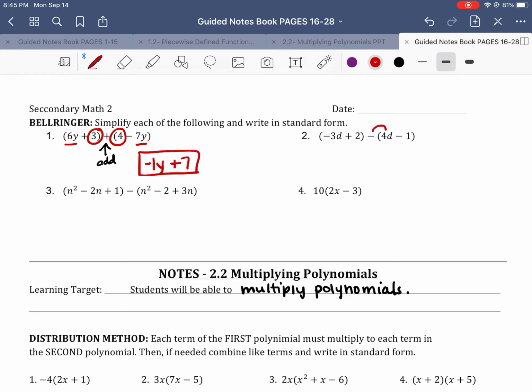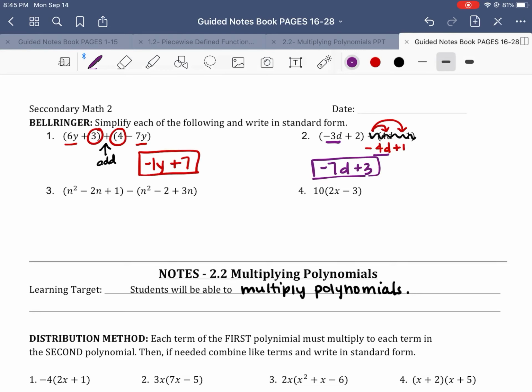Number 2, again, this one's subtraction, so we want to take care of the negative before we start combining like terms. This is going to be negative 4d when we multiply that, and then if we multiply the negative back to negative 1, that becomes a positive 1. Once I do that, I'm going to ignore the original so that I combine the correct terms. Then I have a negative 3d, a negative 4d, so if I combine those through addition, I have negative 3 plus a negative 4 is negative 7d. And then I have 2 plus 1, which would give me 3.